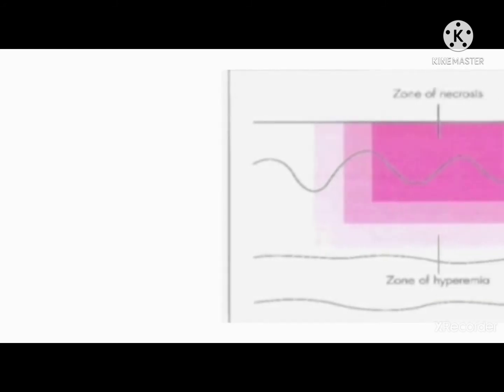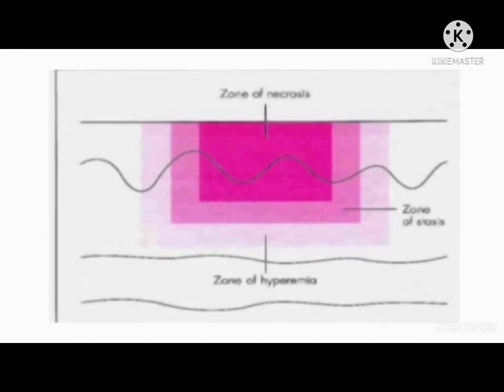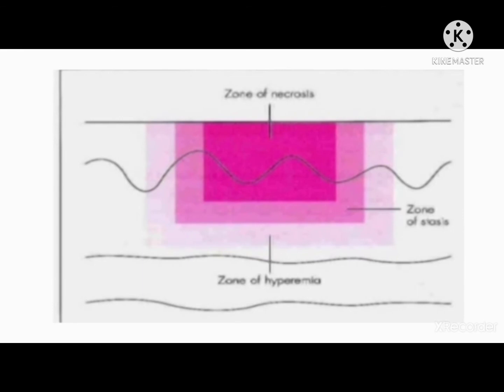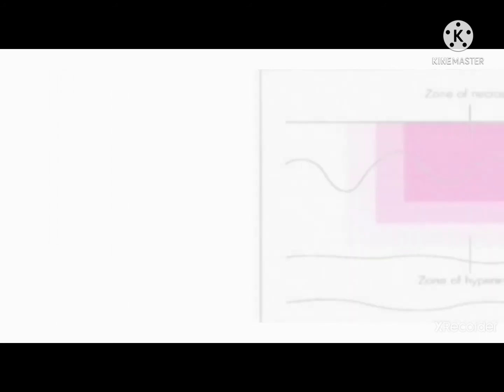Look at this diagram here. The innermost red zone is the zone of necrosis or zone of coagulation. Then less reddish is the zone of stasis, and the outermost, very less reddish, is the zone of hyperemia. Now after local changes, we come to the systemic changes.